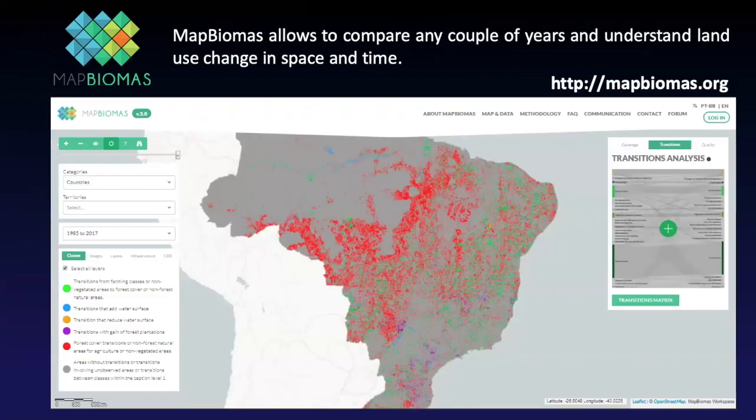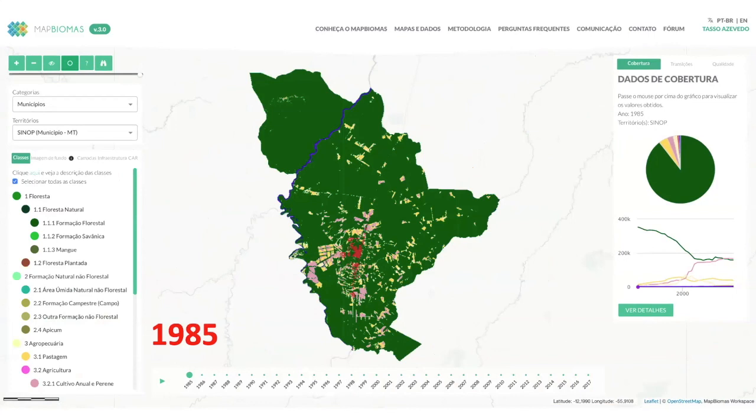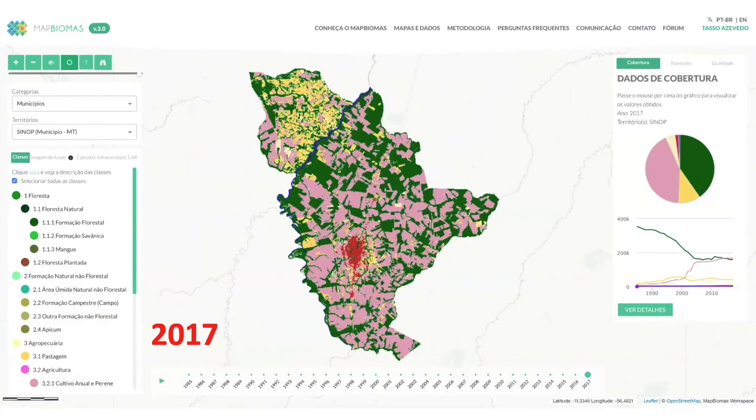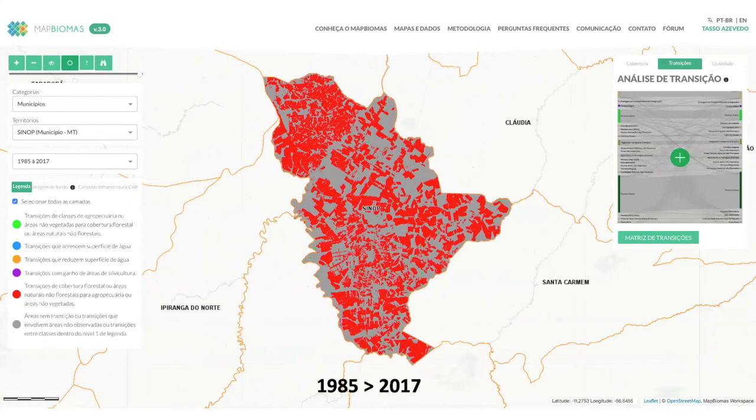And also there is a tool that allows people to compare any pair of years and understand what changes happened there, and do this in as much detail as possible. So if I take an example of one municipality in the Amazon, that is 85, this is 2017, and then if I compare the 2 years, I can see where the changes are. The red stuff is obviously loss of natural environment, but I want to know more specifically what transition interests me. For example, if I'm buying soybean from the Amazon and I don't want to buy soybean from deforestation, I just want to know this specific transition.